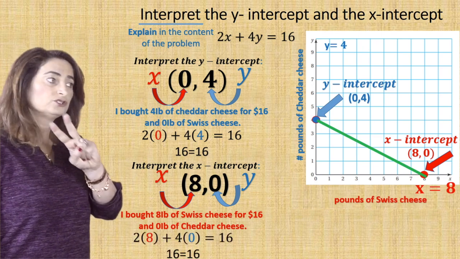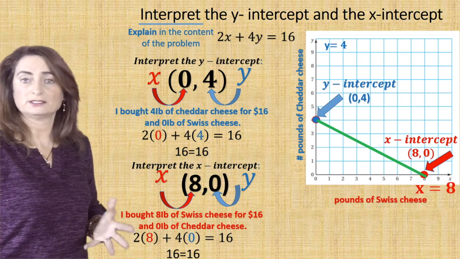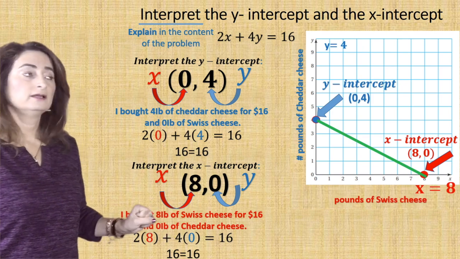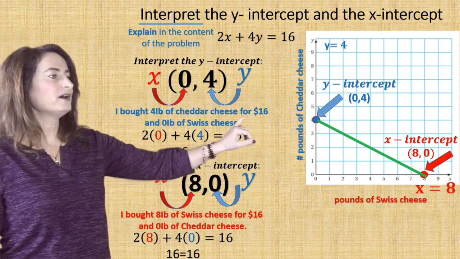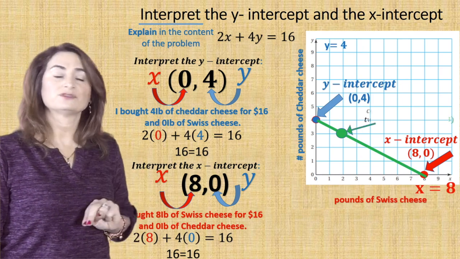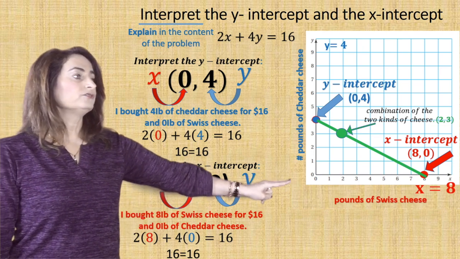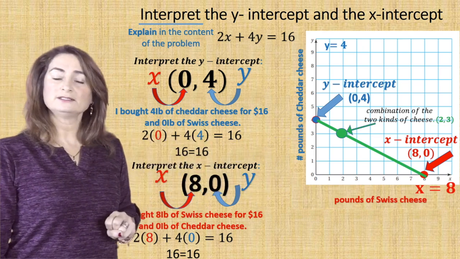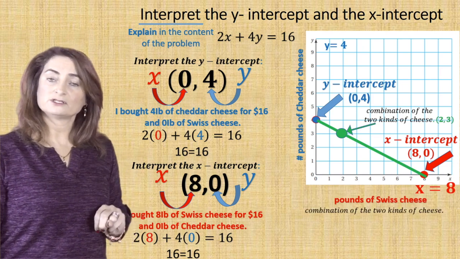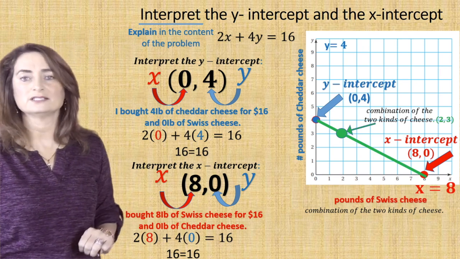If it cost you $2 per pound for Swiss cheese and you bought 8 pounds, that's 2 times 8 is 16. So you bought 0 pounds of cheddar. And that worked. Now, what happens if I find any dot on the line? That means a combination of both Swiss and cheddar cheese. Let's talk about this green dot, or coordinates of 2, 3. That means you bought 2 pounds of Swiss cheese and 3 pounds of cheddar cheese as a combination for $16.